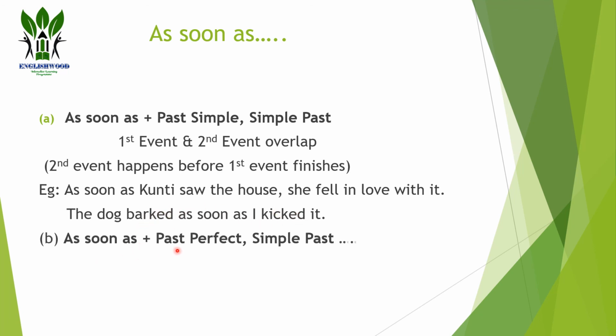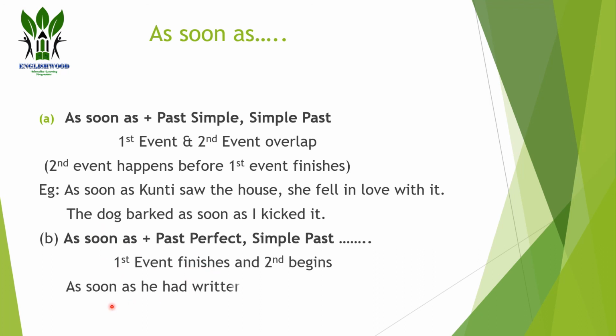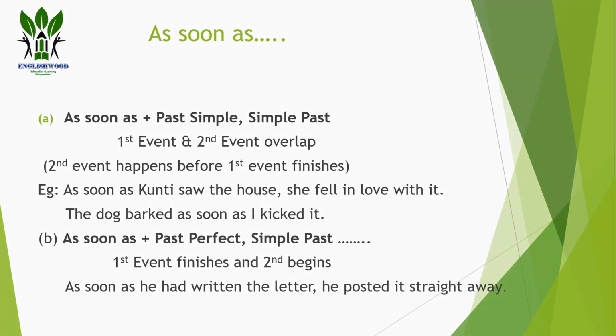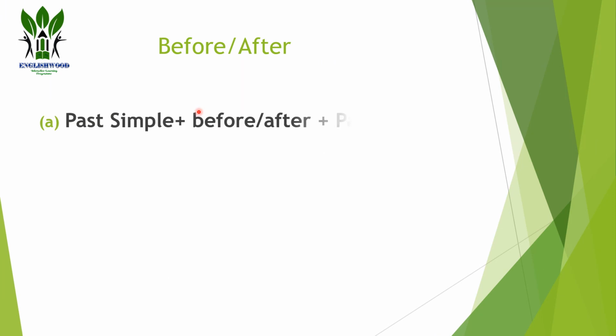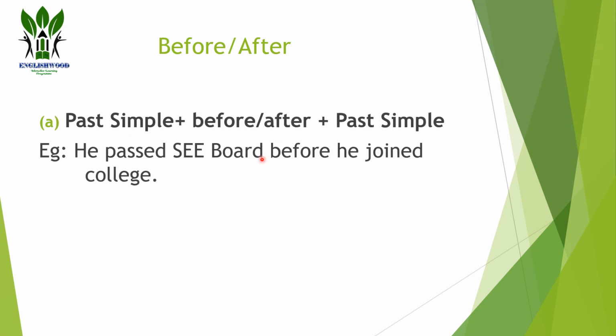Alright, as soon as past perfect plus simple past, same situation with the one. Okay. A first event finishes, second event begins. As soon as he had returned later, he passes straight away. Right. And before and after, simple past plus before and after plus past simple. Okay. He passed C board before he joined college.